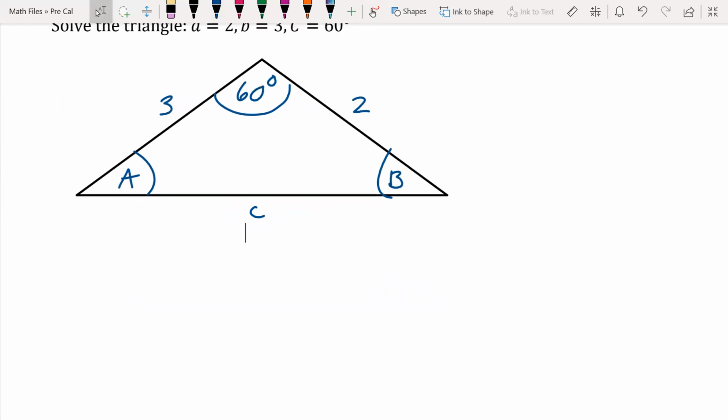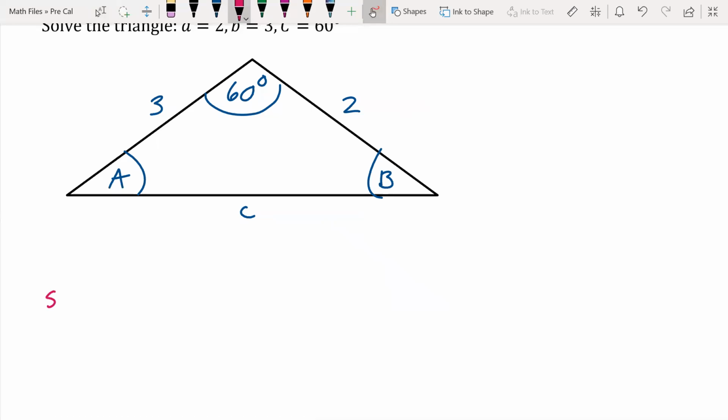Okay. So we have enough information to find, what is it? Side C. And I think if we find side C, that will open up everything to help us solve for angles A and B. Okay. So that's what we're going to do first. And we're using, side C, sorry. And we're using C squared equals A squared plus B squared minus 2AB cosine C. Okay. So just plug in A and B and the angle C, and we're going to compute this.